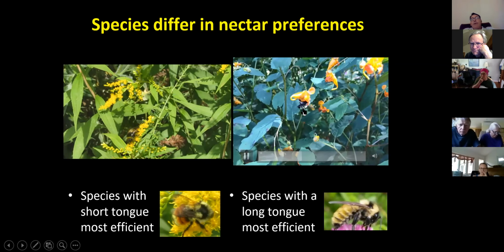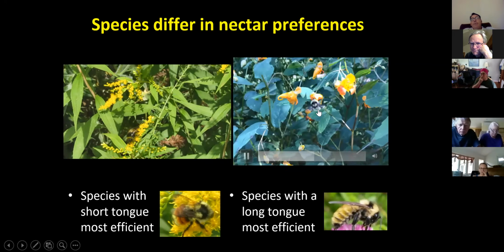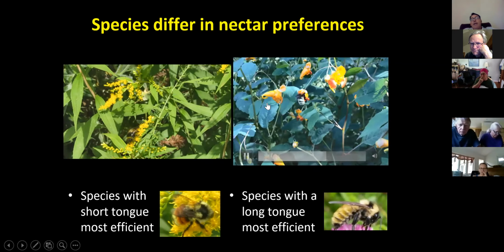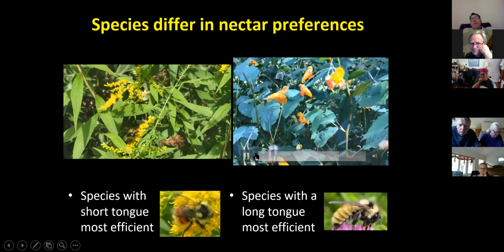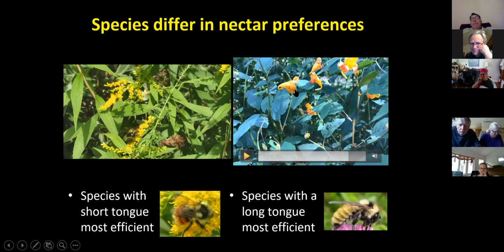Here's Bombus fervidus, the one that's in trouble. Beautiful looking bee, super long tongue, can get to the nectar, which is located at the base of the spur. And you'll never see a fervidus on this flower. Why? Because its tongue gets in the way. It can't outcompete short and medium tongue bees like this Bombus ternarius, which you also have in Western Mass. You'll see a lot of ternarius here, but you'll never see a fervidus.